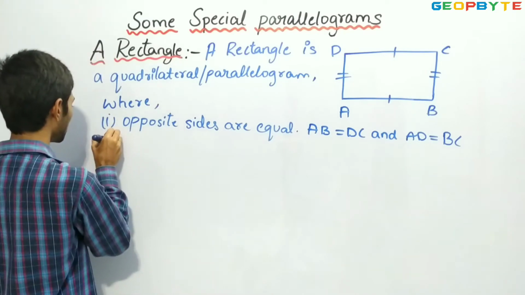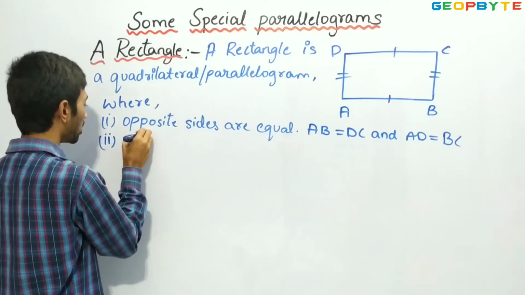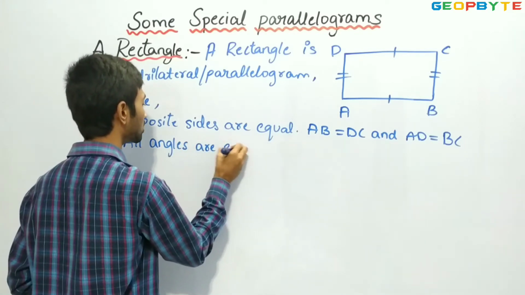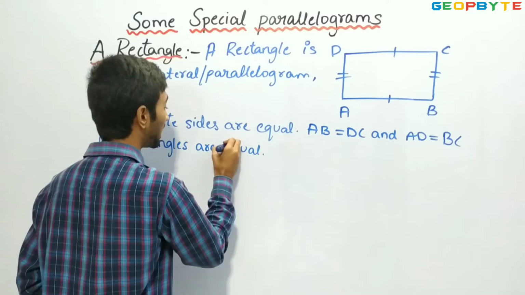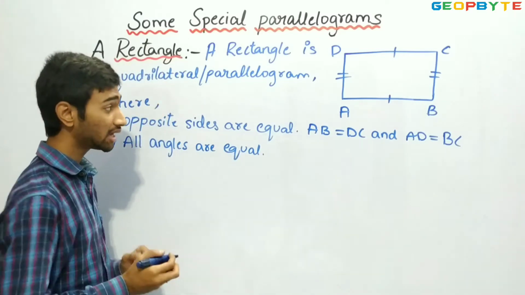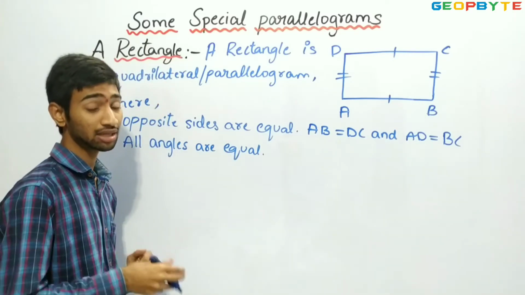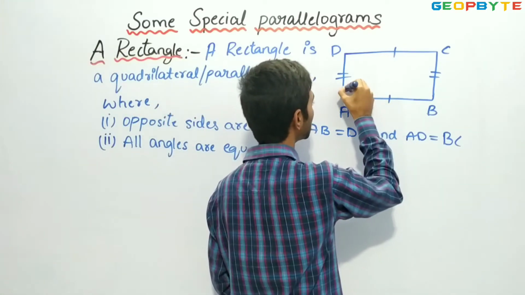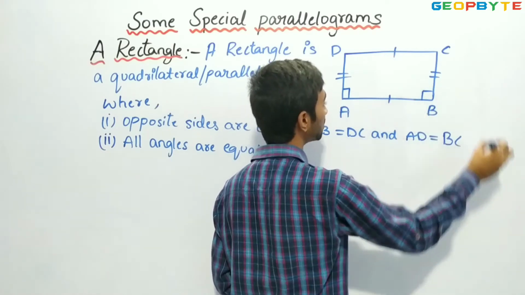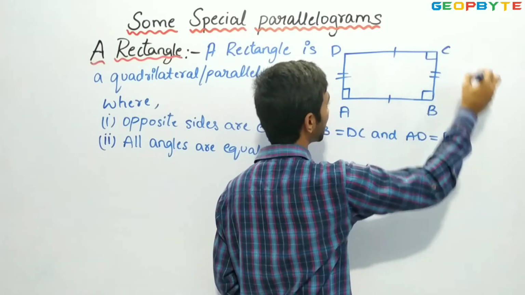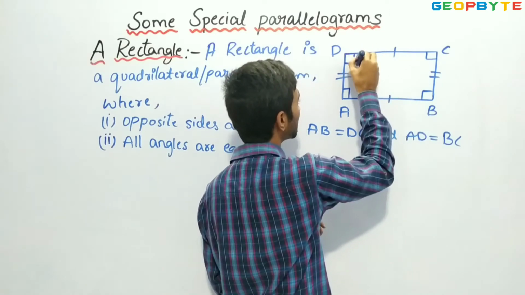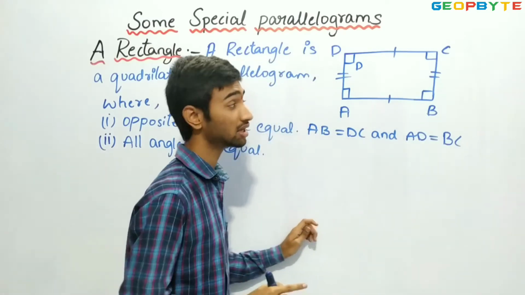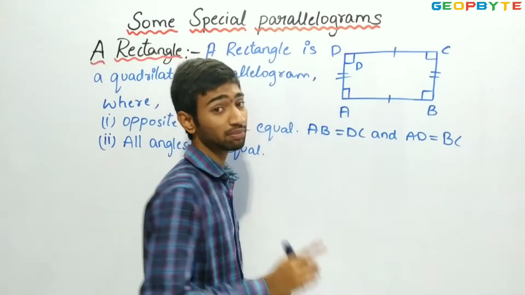Next, all angles are equal. So in a parallelogram, sometimes angles may not be equal. That means all angles may not be equal. But in a rectangle, all angles will be equal. That is, angle A will be equal to angle B, angle B equal to angle C, angle C equal to angle D. And here all angles are of same measure. In a rectangle, each angle will be 90 degrees.